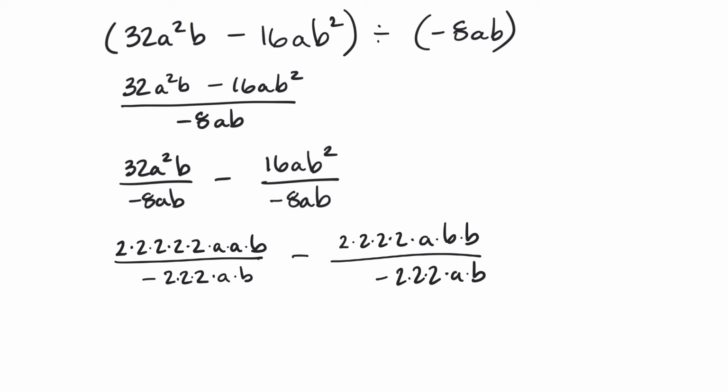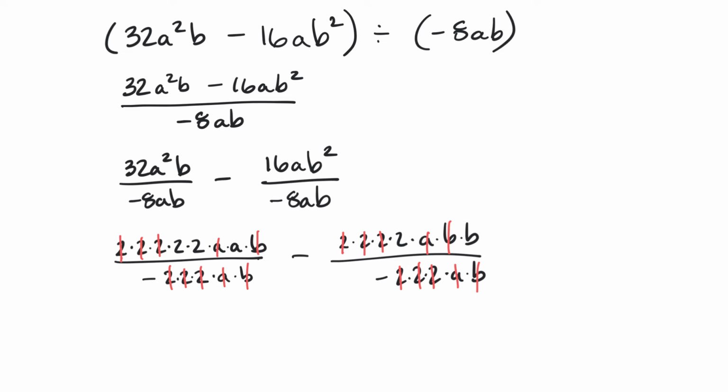So I'll go through and cancel what's the same. So I've got this 2 and that 2, this 2 and that 2, this 2 and this 2, this a and this a, and then this b and that b. And then, let's cancel what's on the right here as well. So this 2 and this 2, this a, that a, this b, and this b.